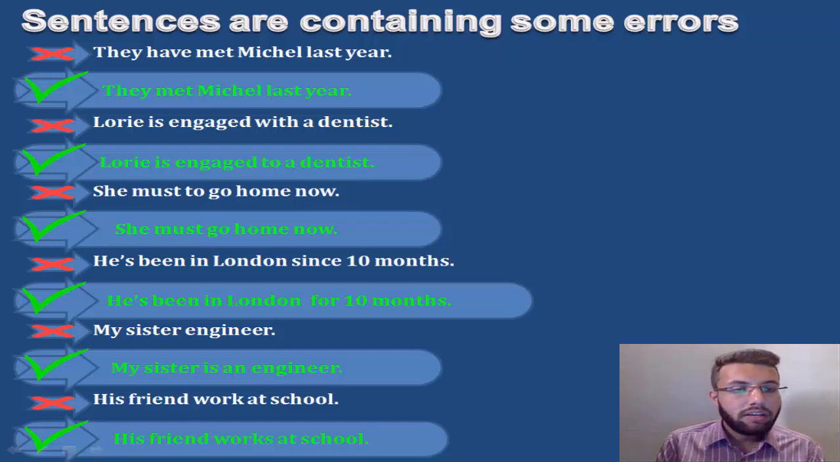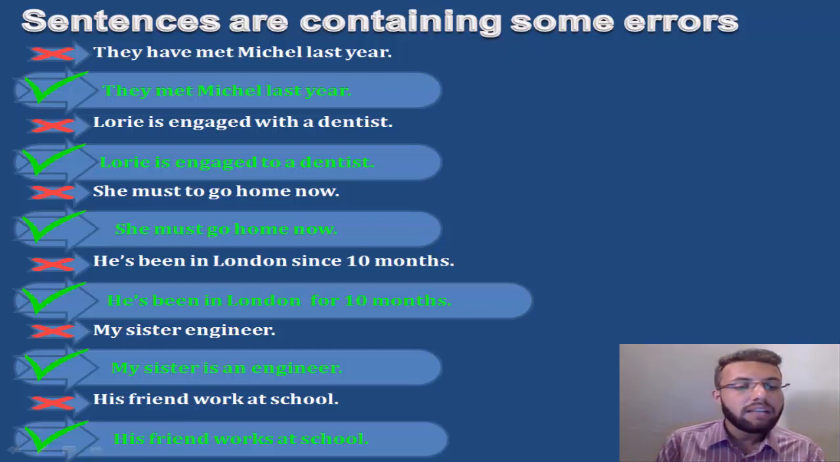Okay. And number five, my sister engineer. We all know that here we are talking about our sister and she is the third person singular. So we will add the auxiliary verb is, and we will also use one article before the noun. Since the vowel letter is e, we will use the article an. So the right sentence will be my sister is an engineer.